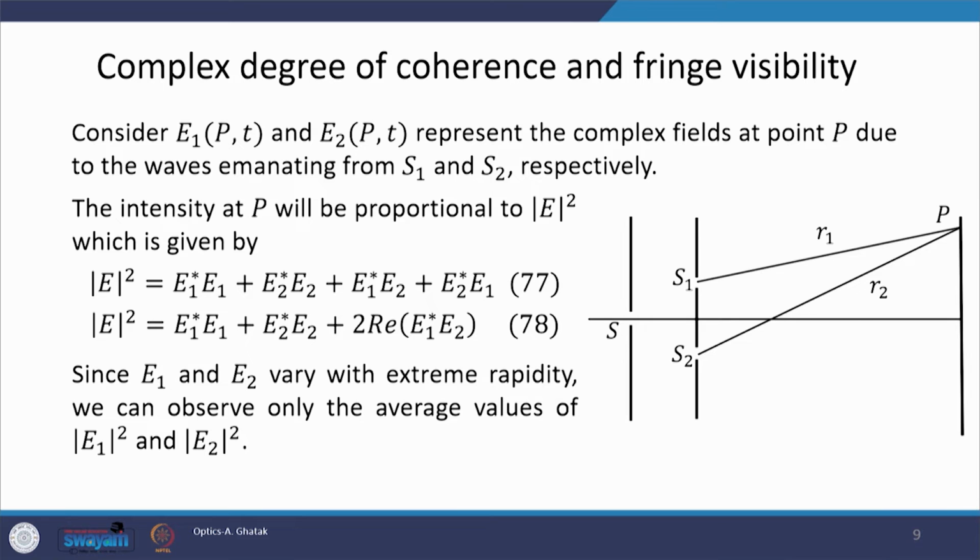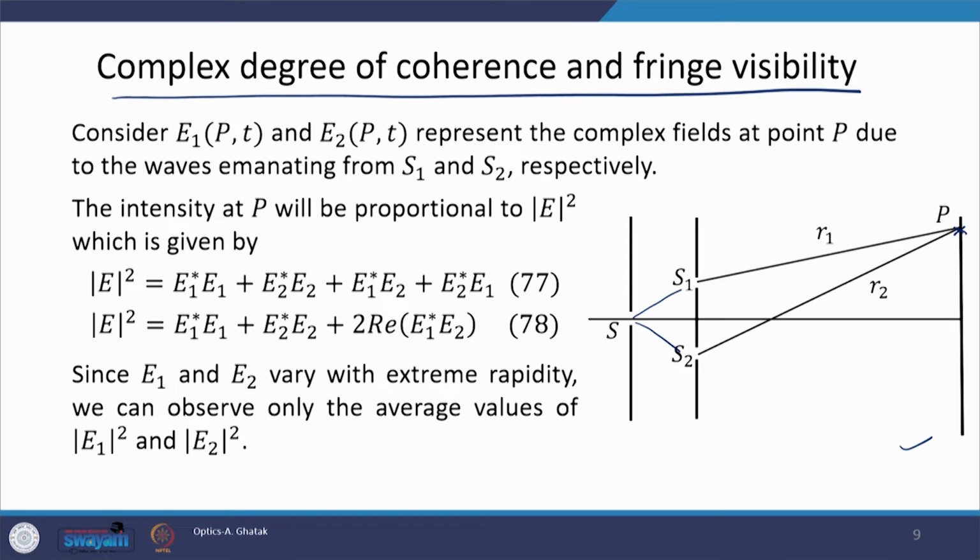Now, let us dive a bit more deep. Let us talk about the degree of coherence, a bit advanced topic. The complex degree of coherence and fringe visibility, this is the title, and here we will again consider the conventional Young's double slit setup, where we have a source S, out of which we are creating 2 more sources which are completely coherent, and the fringes are being observed at a screen at point P, which is at a distance r1 from source S1 and r2 from source S2.